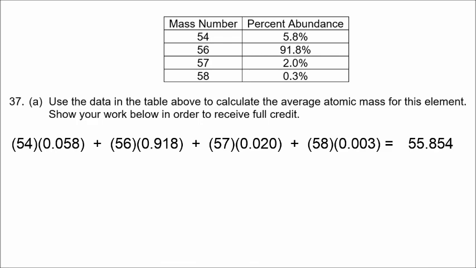If you do this math, you get 55.854. Let's go look on the periodic table and see if we can find an element that has an atomic mass, an average mass that's close to that number. Turns out that iron is the best choice.